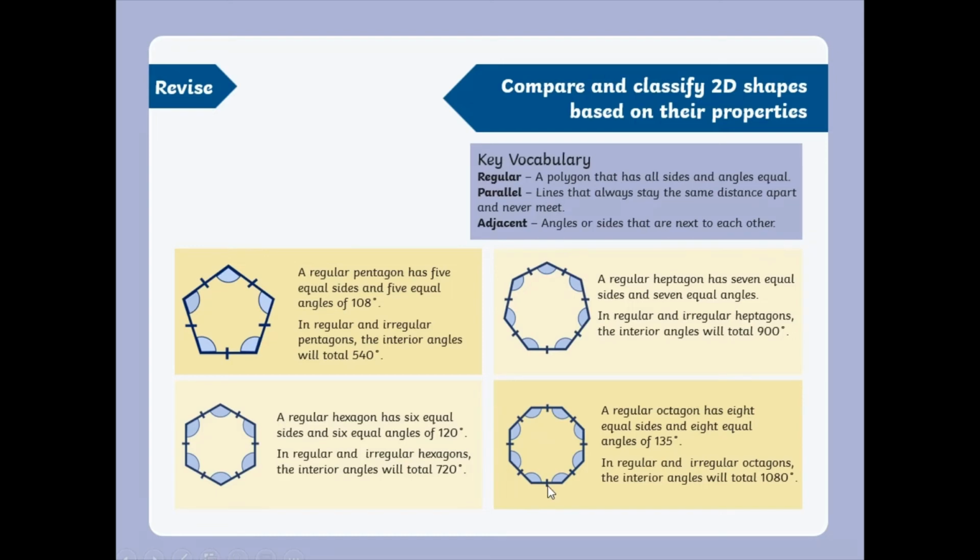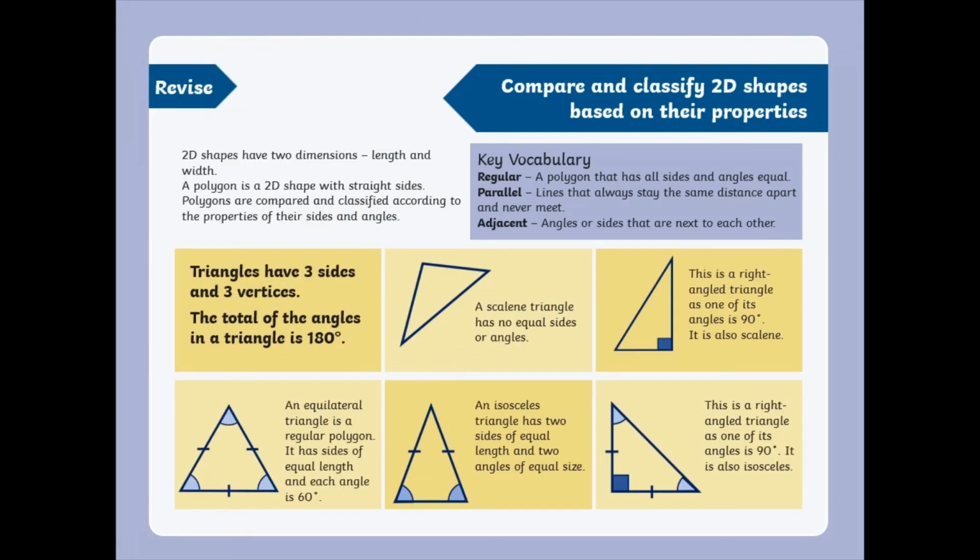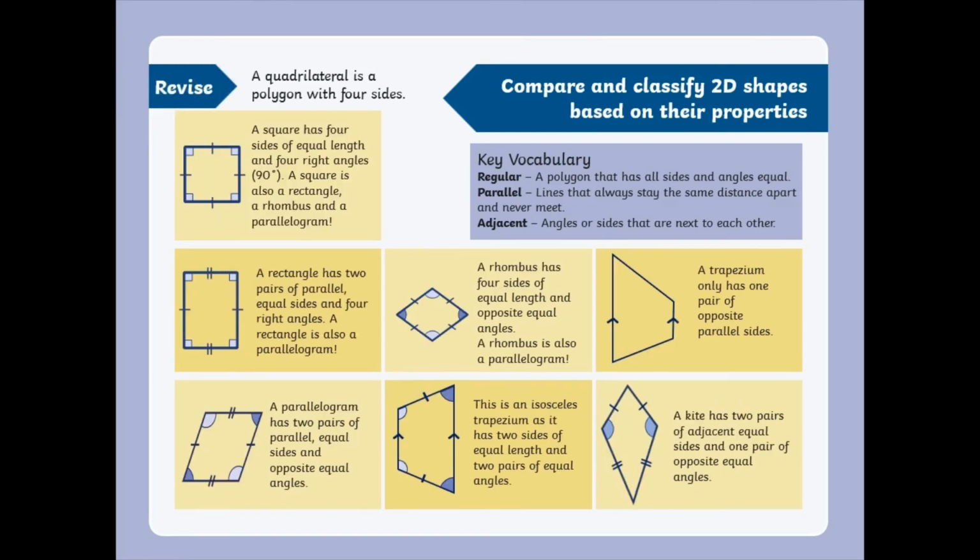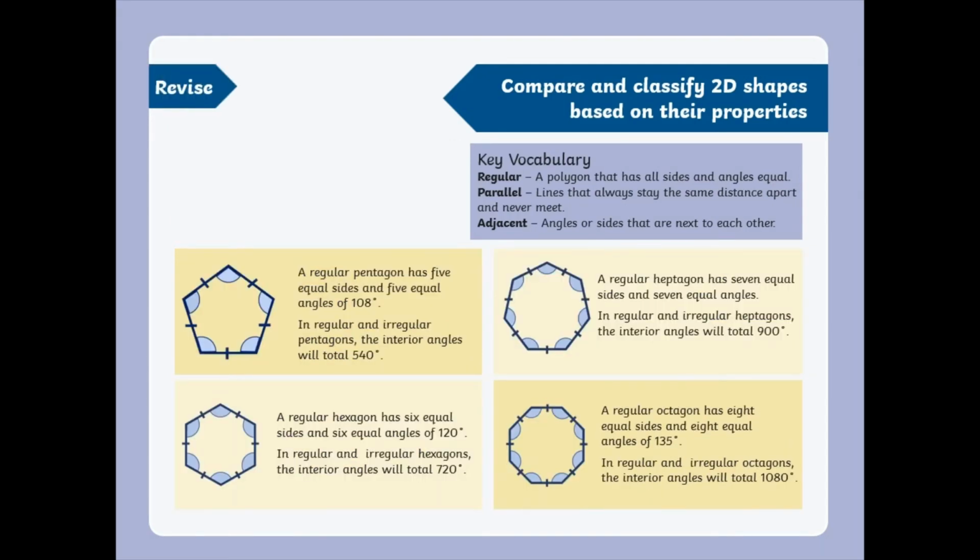And an 8-sided shape is an octagon. If it is regular, all of these angles will equal 135 degrees, no matter the length of the side, but they'll all be the same. Again, irregular, well, there will be different sizes, different angles. However, in both regular and irregular octagons, the interior angles will always total 1080 degrees. So you can see we have got triangles, 3 sides, 3 vertices. We have got quadrilaterals, polygons with 4 sides, 4 vertices. And then we've got our pentagon, hexagon, heptagon, and octagon.